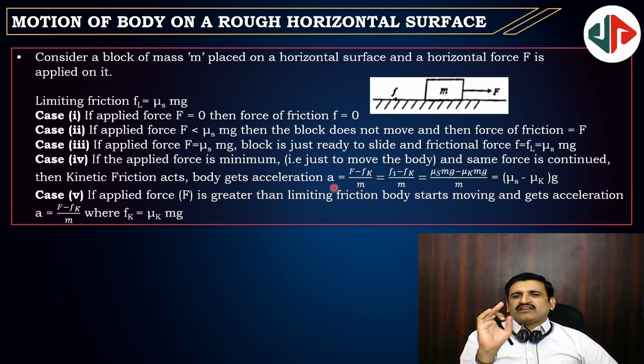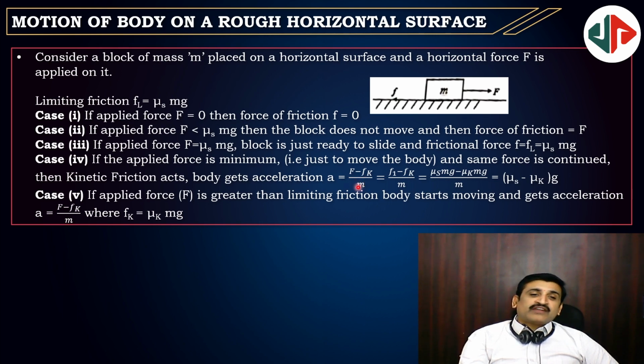Remember, why are we studying friction under Newton's laws? Because this is nothing but Newton's second law: acceleration is equal to net force by mass. That's why we are studying this here. So acceleration is equal to applied force minus Fk, divided by m.